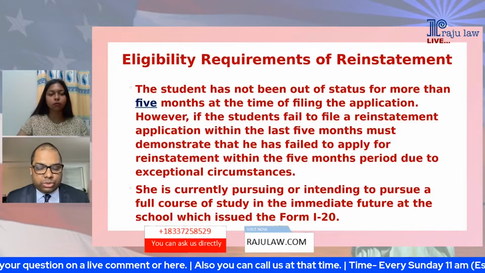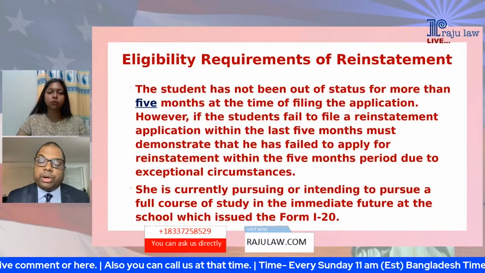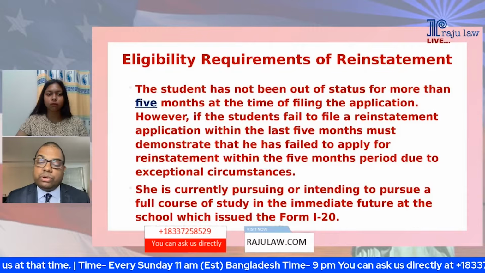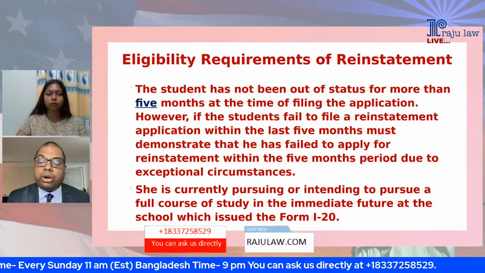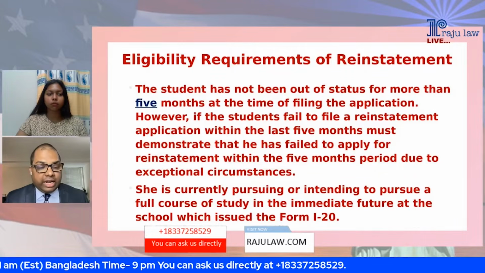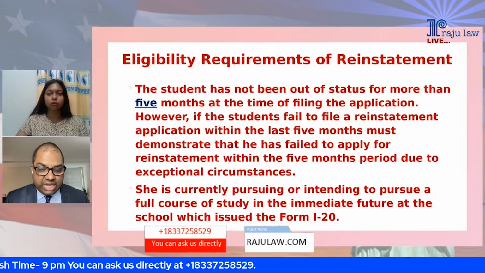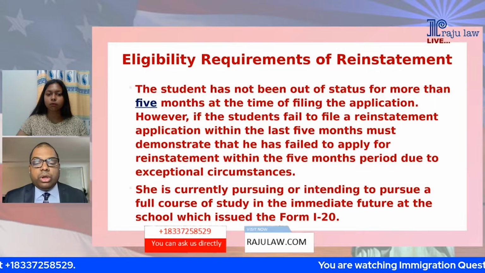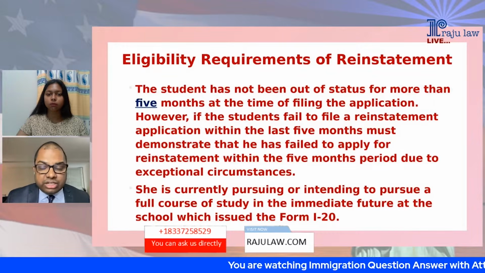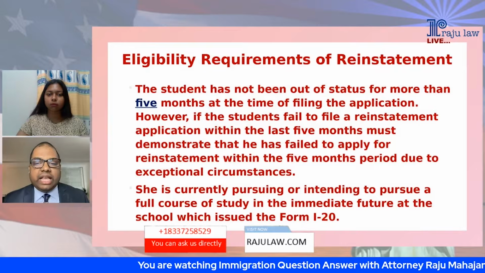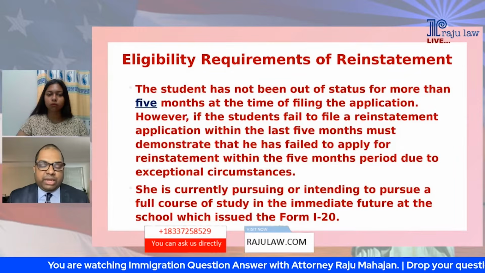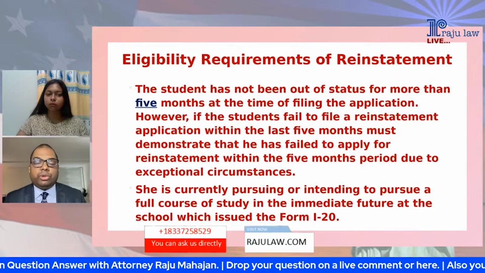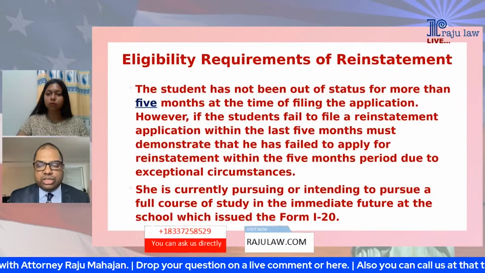Requirement number 2 is she is currently pursuing or intending to pursue a full course of study in the immediate future at the school which issued the form I-20. So here another very important thing, you have to have an intent of studying full time, meaning you have to register for 9 credits every semester. A lot of people say, can I get reinstatement and continue as a part-time student? The short answer to your question is no, you cannot do that. You have to continue full-time study to maintain your F1 status.